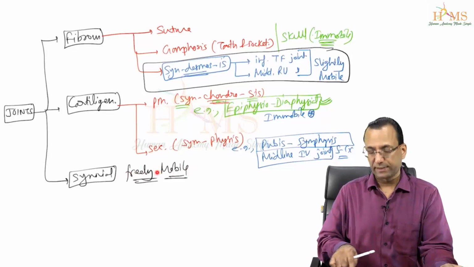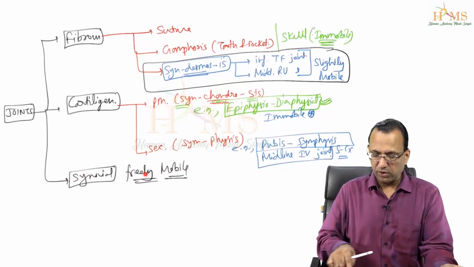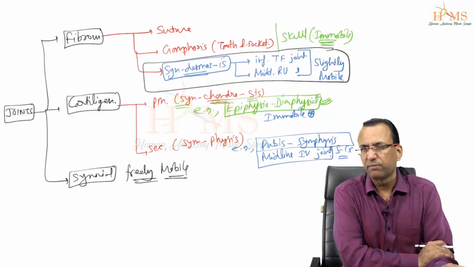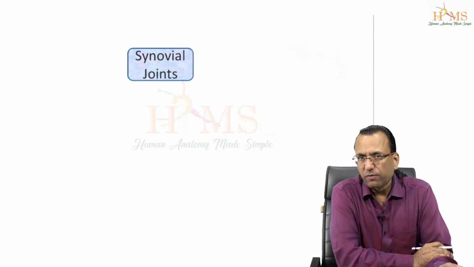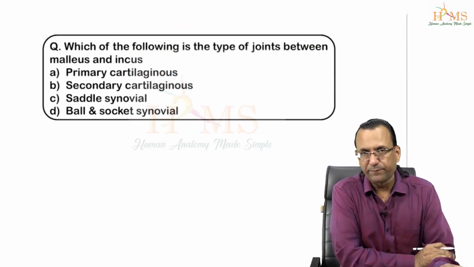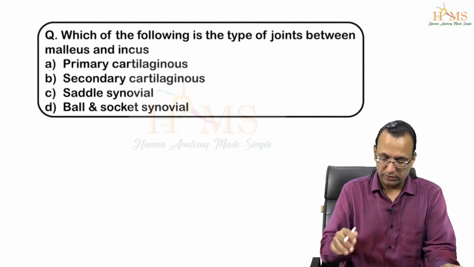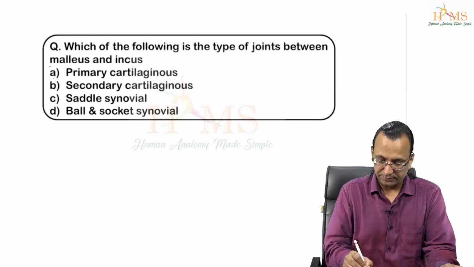Now, what about the synovial joint? Freely mobile joint. As we are talking about the synovial joint, or freely mobile joint, we have to discuss them now. This is the next point of discussion. And as you are talking about the synovial, you will find one question on examples. It is asking about the malleus incus. What do you think the answer is for malleus incus?